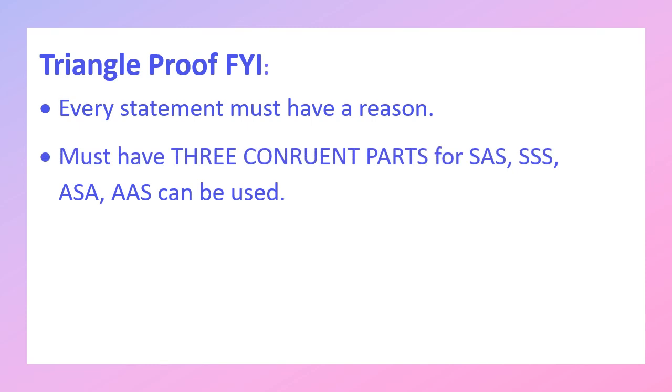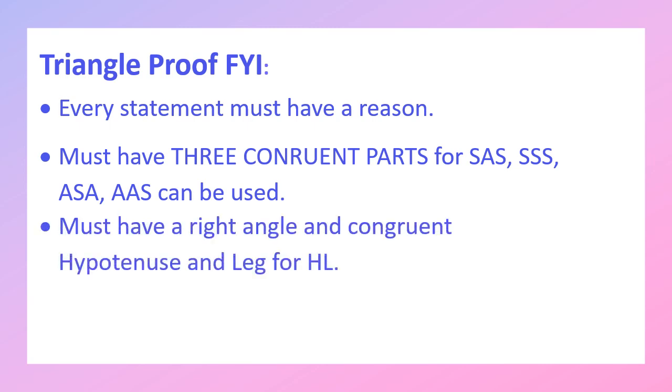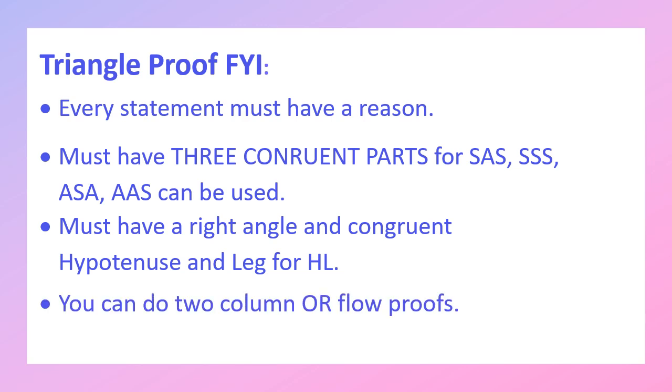Second, in order to have congruent triangles, you have to either have 3 congruent parts for side angle side, side side side, angle side angle, or angle angle side that can be used, or if you're using hypotenuse leg, you must have one right angle and then a congruent side and a congruent hypotenuse. So the hypotenuses have to be congruent and one pair of the legs have to be congruent.